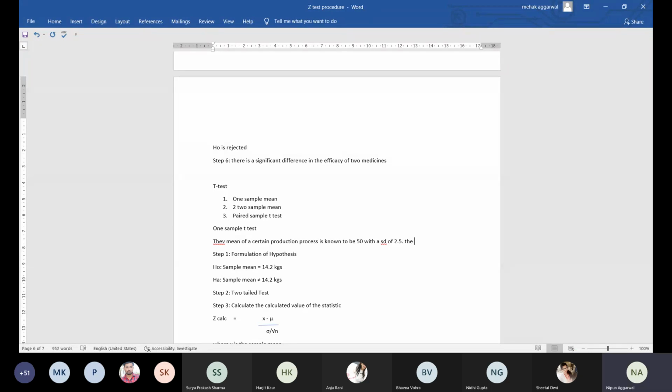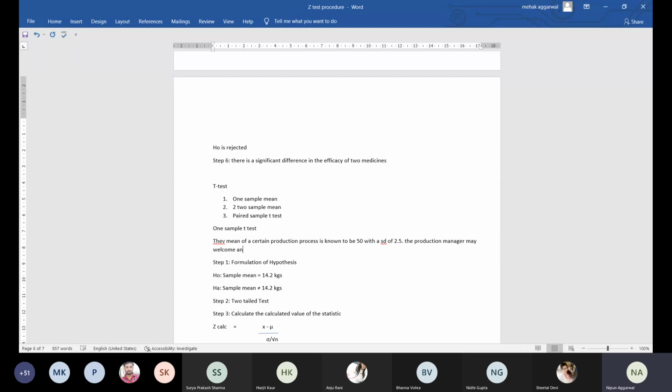The production manager may welcome any change in the mean value towards the higher side, but would like to safeguard against the decreasing trend, decreasing values of the mean.